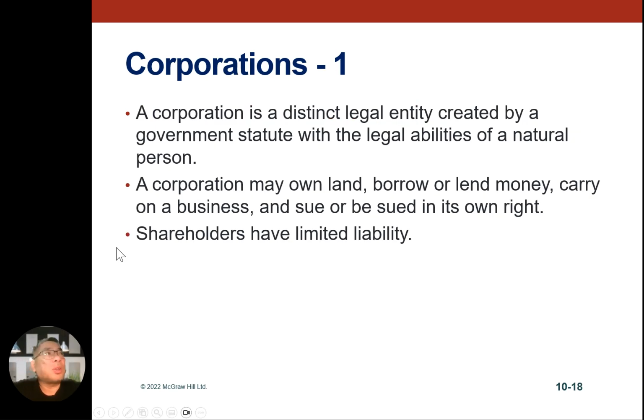Corporation. This is one I usually talk about. That's why I used to set these up when I was a consultant for BMO and RSA.